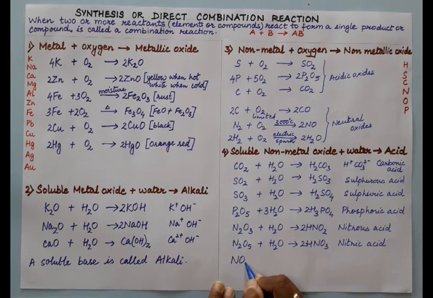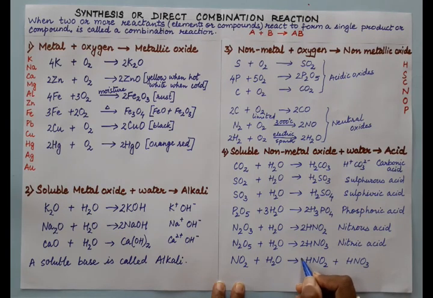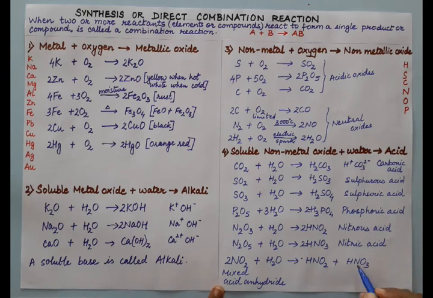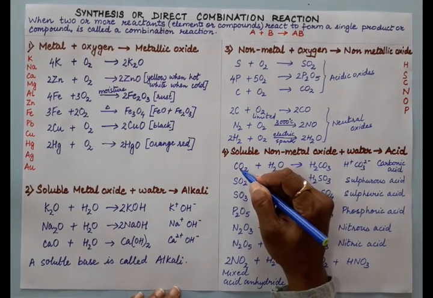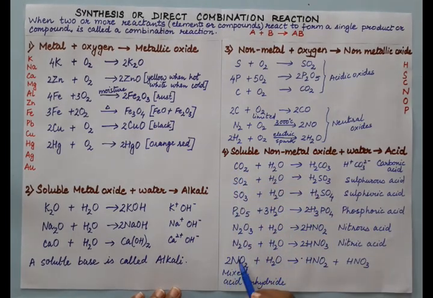Then NO2, nitrogen dioxide, when dissolved in water gives a mixture of both acids, nitrous acid and nitric acid, and that is why nitrogen dioxide is known as a mixed acid anhydride, because it gives a mixture of these two acids. So all these non-metallic oxides are known as acid anhydrides. These are acids without water. So acid anhydride means acid without water.